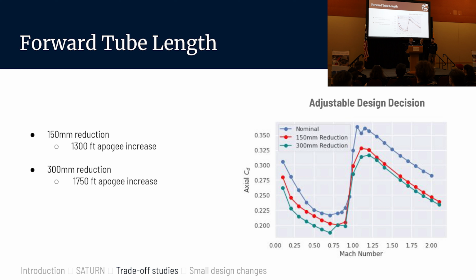Another adjustable design decision is the forward tube length. With Project Ether, there were concerns that we may not reach the targeted apogee of 30,000 feet. Therefore, we had 2 backup plans in case we needed to make an adjustable design decision. One of them was reducing the forward tube length by 150 millimeters. This would increase our apogee by 1,300 feet. If we needed to go further, we could change it by 300 millimeters and then increase our apogee by 1,700 feet if required.